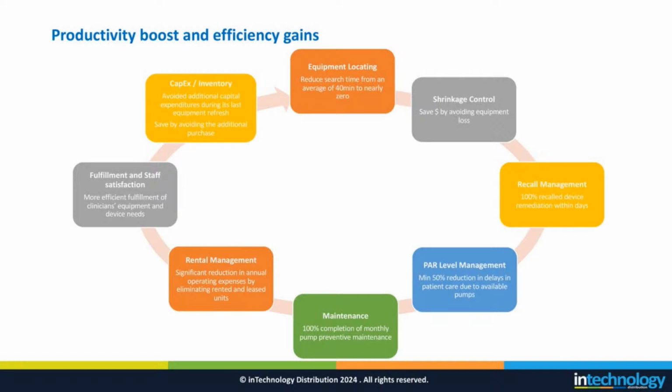Some of the areas we're going to focus on are productivity boosting and efficiency gains. So we're going to look at equipment locating, shrinkage, and recall management. As an example, if you've got an IV pump or a device that has been sent out and there is an issue with that device, you need to find it within days, not within weeks or months or years. We're going to talk about par level management. This is really important when it comes to patient safety. A lot of organizations and facilities out there today can't find equipment, and we'll show you how you can manage that using par level with RTLS.